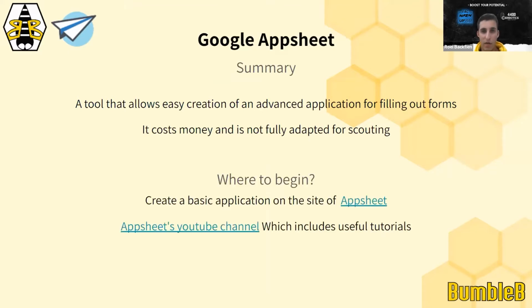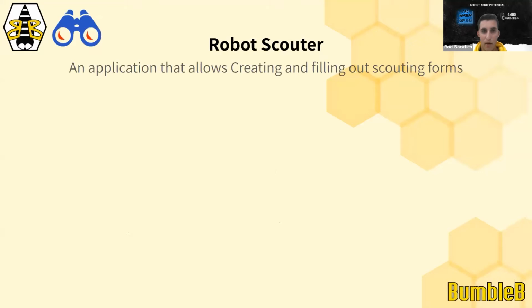So how do you begin with Google AppSheet? You can create a basic application on the site of AppSheet. And also you have the AppSheet YouTube channel, which includes a lot of useful tutorials on how to create your app and all kinds of how to do things with AppSheet. Very, very intuitive and helpful.